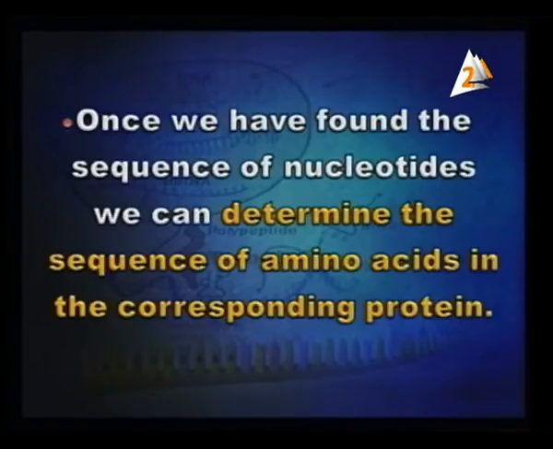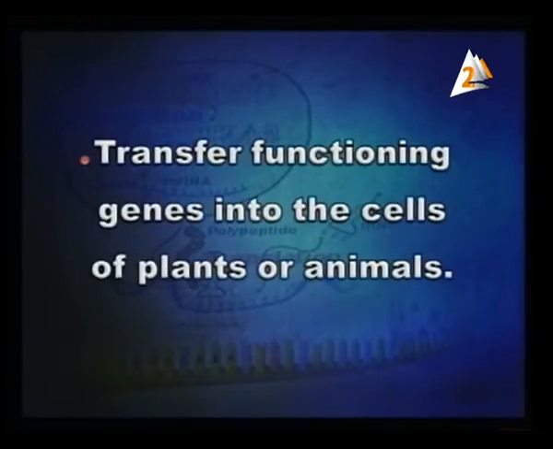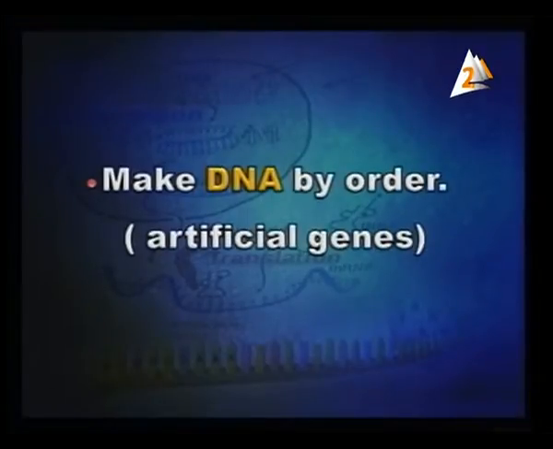Number 2, once we have found the sequence of nucleotides, we can determine the sequence of amino acids in the corresponding protein. Number 3, transfer functioning genes into the cells of plants or animals. And finally, make DNA to order, an artificial gene.